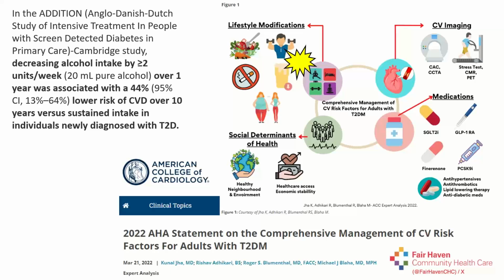To go into the details just a little bit here of the alcohol component, because I do think that for this particular patient, this was one of the turning points. From the scientific statement of the cardiovascular risk factors for type 2 diabetes, this was mentioned, and one of the studies referenced shows how significant a decrease in alcohol can affect your diabetes. So in the Addition Cambridge study, decreasing alcohol intake by 2 units per week, which is 20 milliliters of alcohol, over 1 year was associated with a 44% lower risk of cardiovascular disease over 10 years versus sustained intake in individuals newly diagnosed with type 2 diabetes.